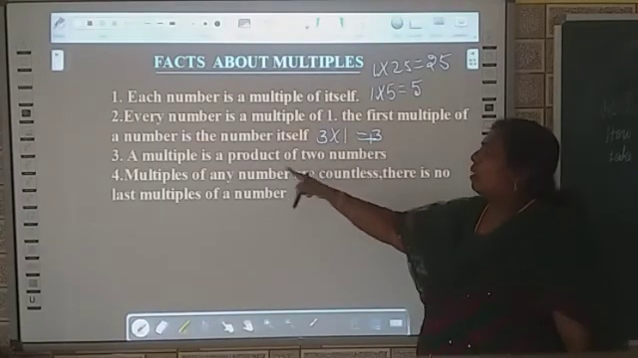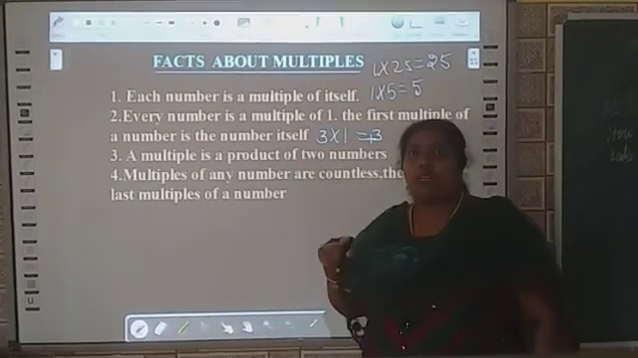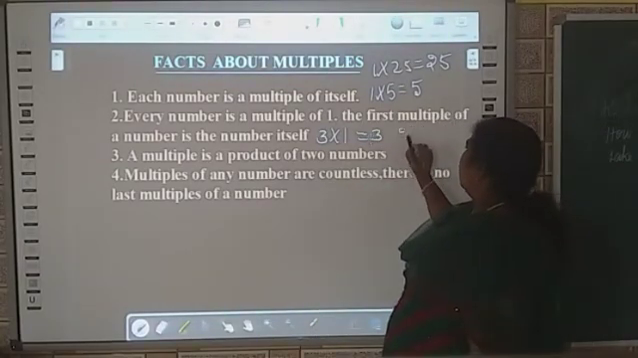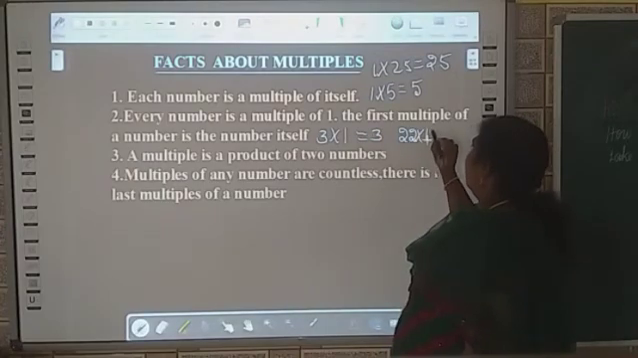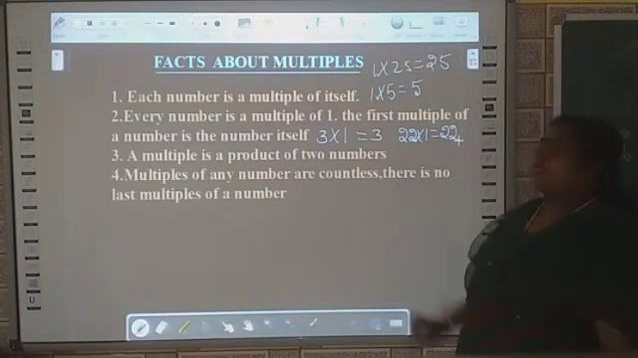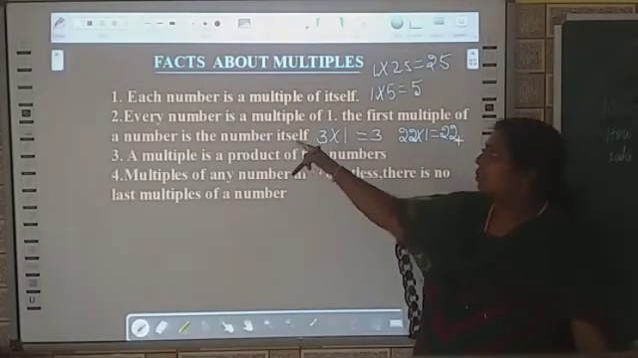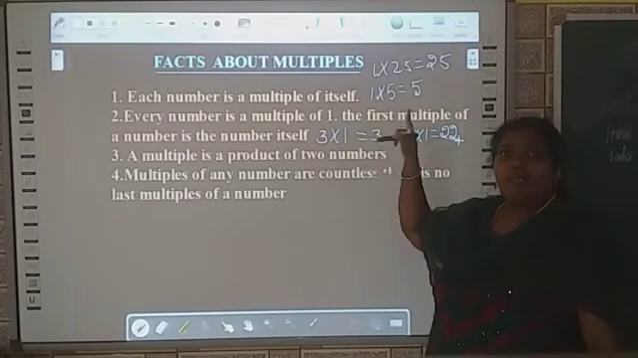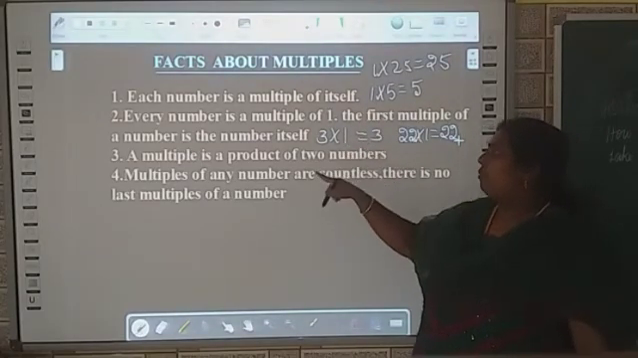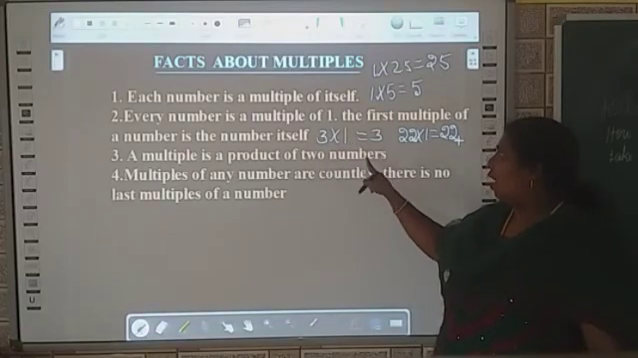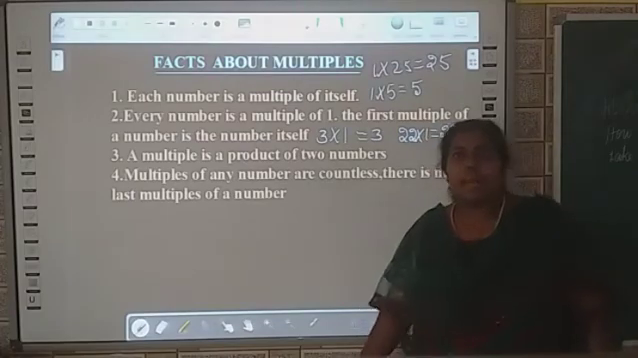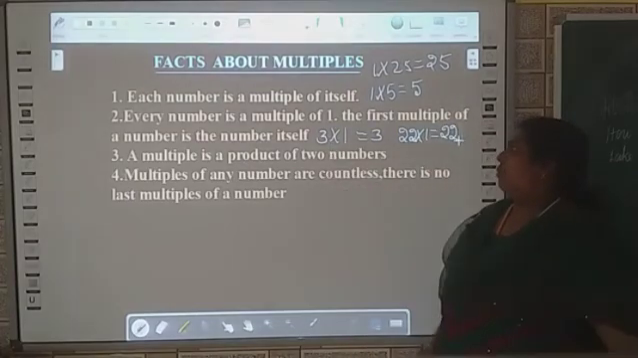The first multiple of a number is the number itself. If you are multiplying 22 into 1, what will we get? We will get 22 only. The number itself. The first fact is each number is a multiple of itself. That means the same number only we will get. The second fact, every number is a multiple of 1. If you multiply by 1, the first multiple of a number is the number itself.